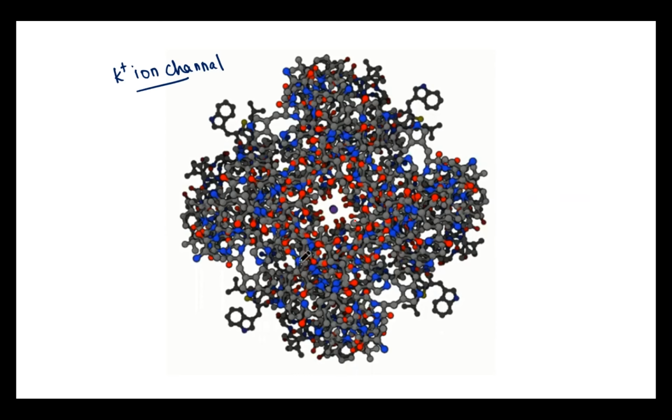It is a potassium ion channel. Here there is a single potassium ion, covered by different covalent molecules, so it will not allow the potassium to go out of this channel. Whenever this gate opens, at some period of time when we give a stimulus or something else, during that time the potassium ion will pass through and go out of the cell. So this is the potassium ion.